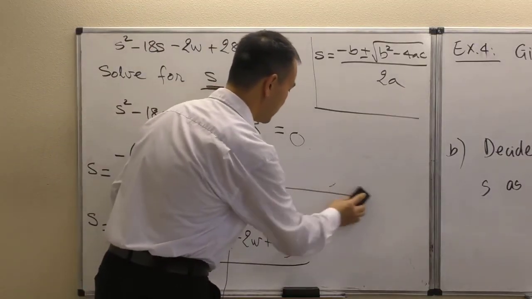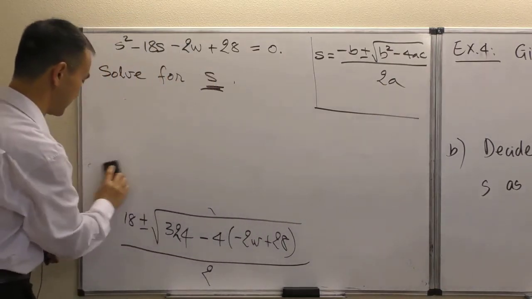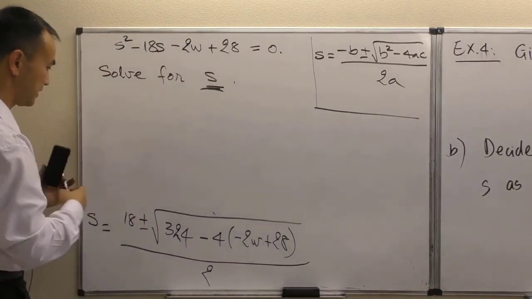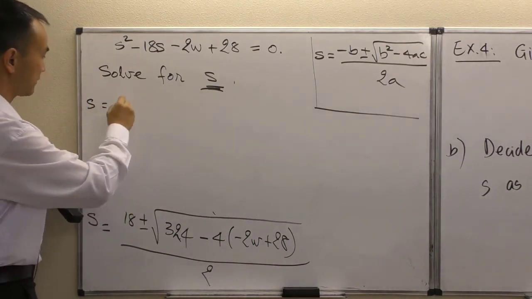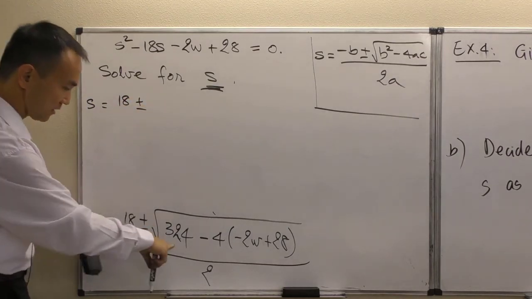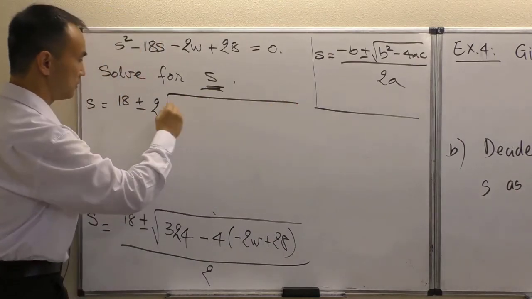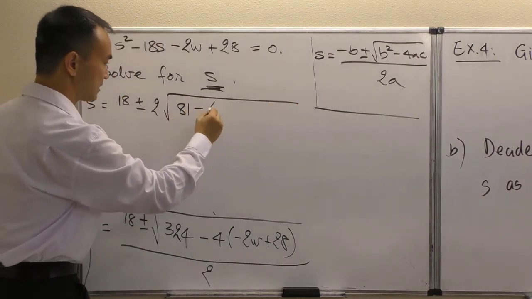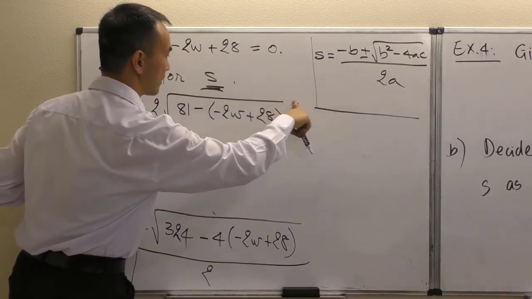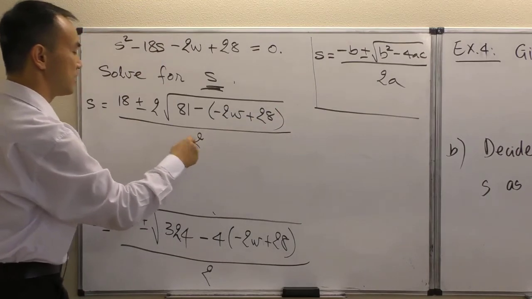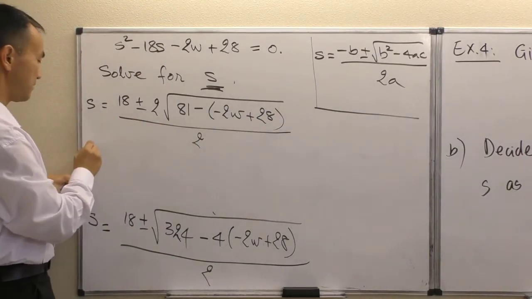Let me now erase this work because I need more space. Continuing to solve, I'm looking at 18 plus and minus. Now factoring out the 4, it becomes 2 times the square root of 81 minus negative 2w plus 28, all over 2. That helps cancel out the 2 over here, so in my next step the expression will become shorter.